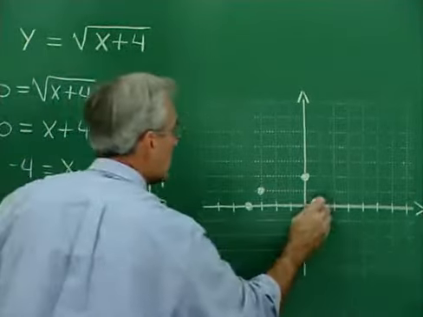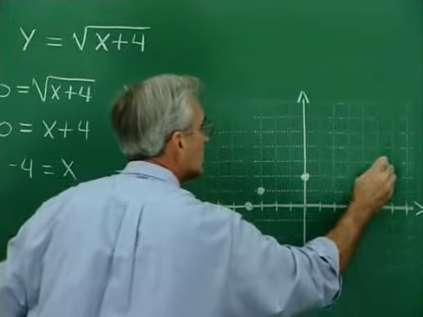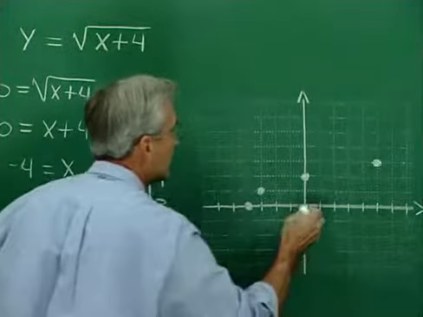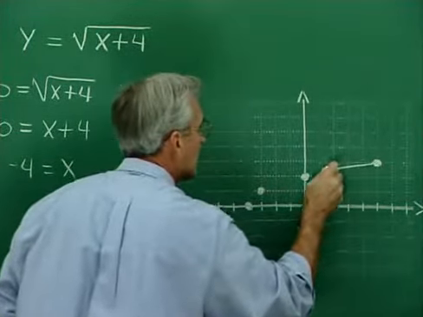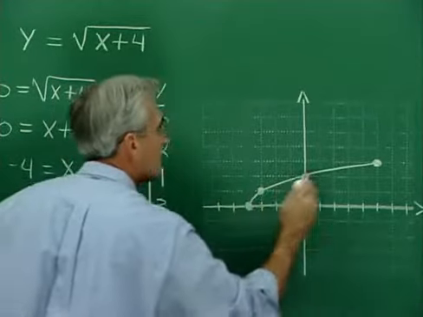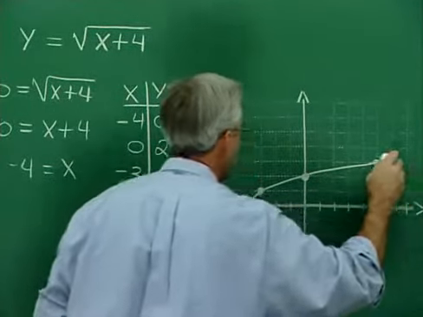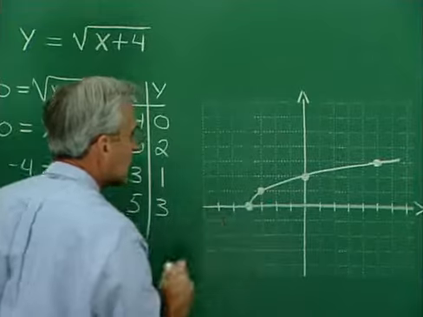So let's see, 1, 2, 3, 4, 5, 1, 2, 3. All right. Good. And the graph then looks about like this. I want to go through here, and the graph stops right here.